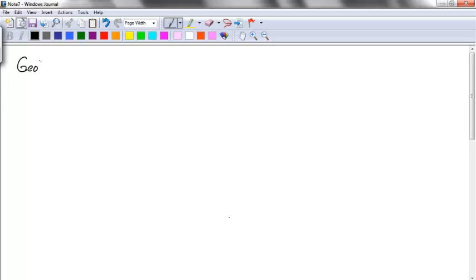Okay, so this will be on angles of triangles. First, they go through some theorems and some corollaries, and you can abbreviate the word theorem.